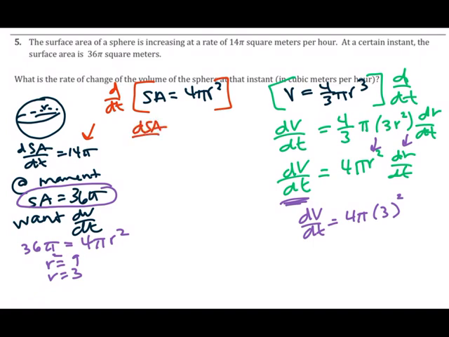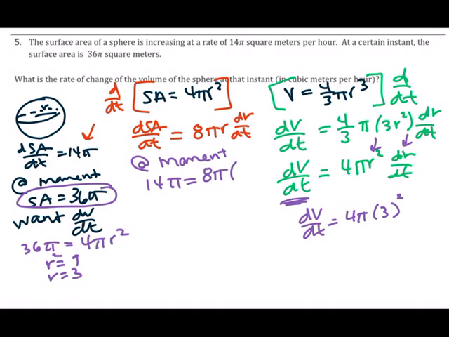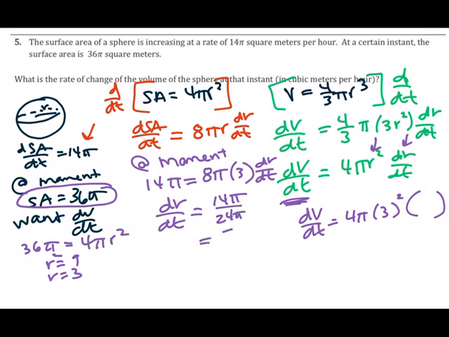So dSA/dt is going to equal 8 times pi times r dr/dt. Now we know that formula works all the time, but at the moment that we care about, the rate of change of the surface area is 14 pi, and that's going to equal 8 times pi, and we just found r. r was 3, times dr/dt. So now we can solve for dr/dt, which was the one thing that we needed to find the rate of change of the volume. So this is going to be 14 pi over 24 pi, which is just equal to 7 over 12.